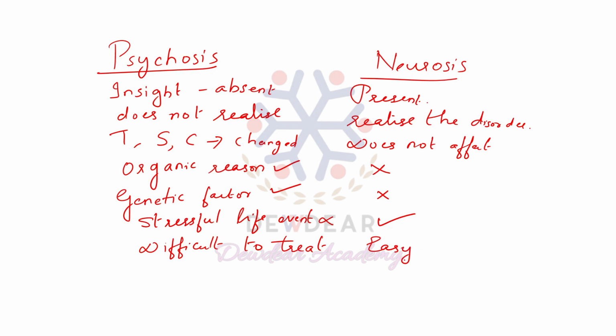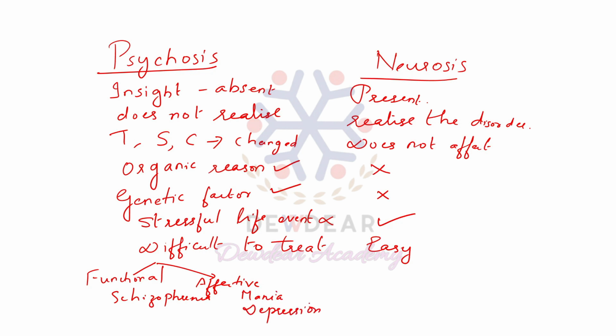Which are the disease conditions that come under psychosis? Psychosis includes the functional disorders like schizophrenia. Then affective disorders, which include mania and depression. Then organic brain problems, which include acute and chronic brain problems, like delirium, dementia and all. So these all come under psychosis.